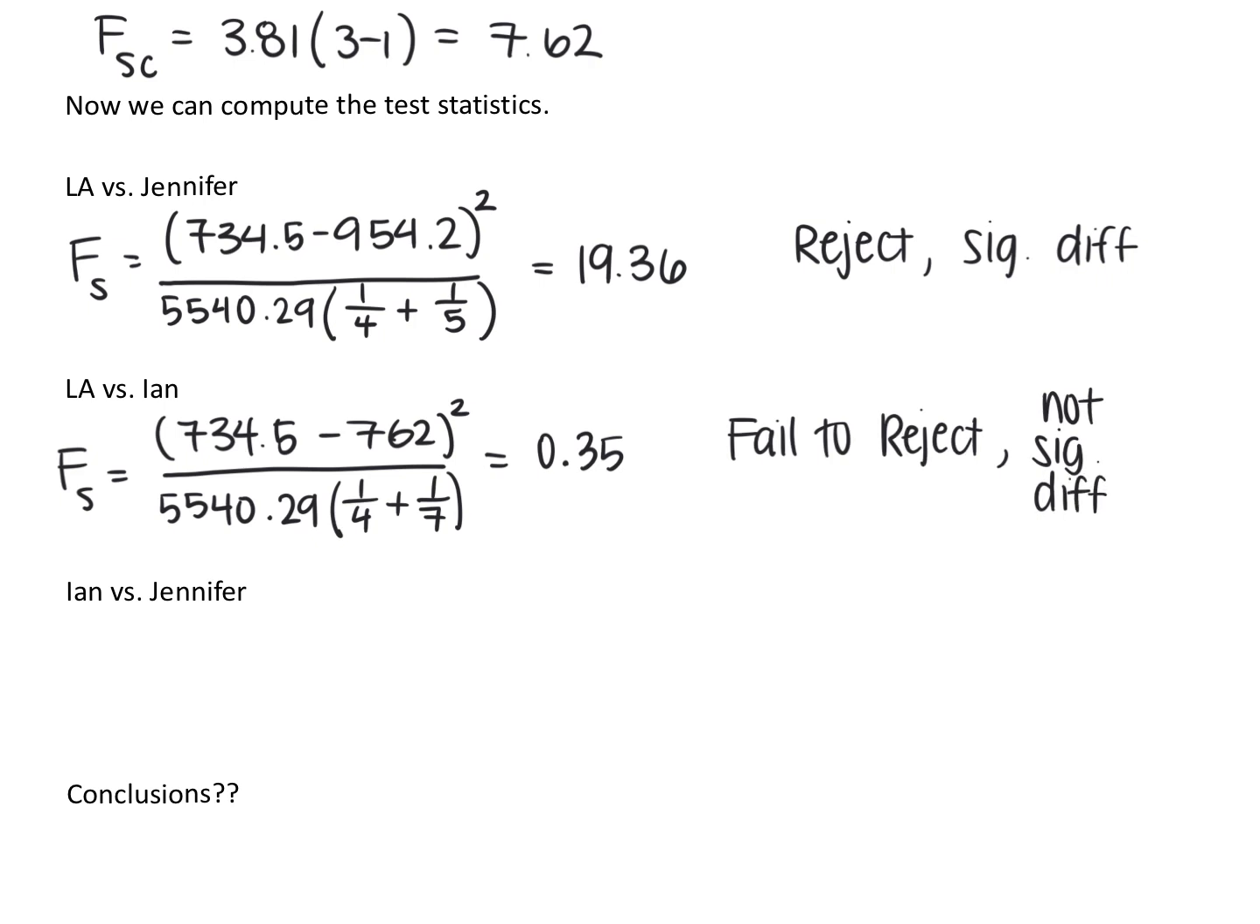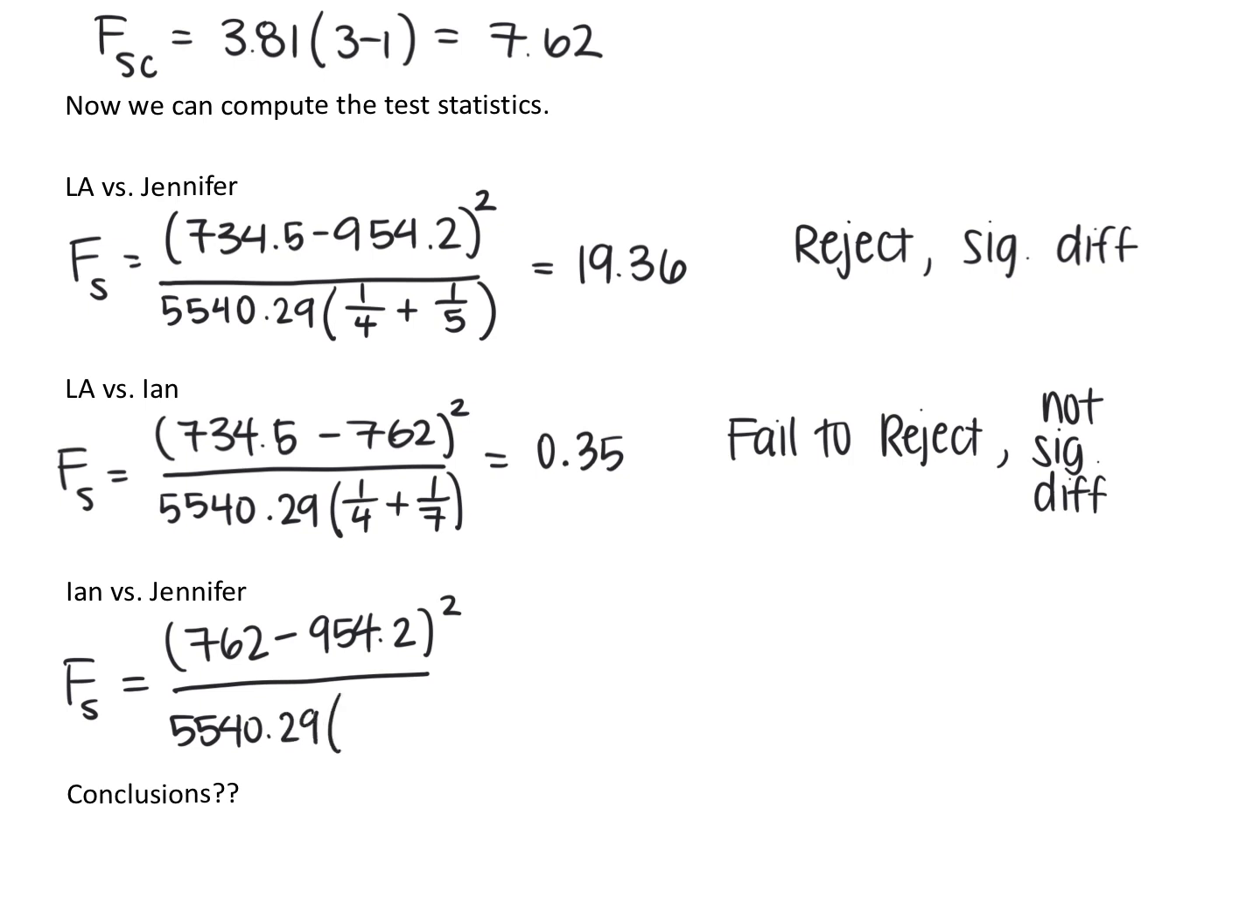And lastly, we'll do Ian versus Jennifer. So we'll have 762 minus 954.2 squared over 5,540.29 times 1 over 7 plus 1 over 5, which is going to give us 19.45, which is again greater. So we are going to reject, and there is a significant difference.